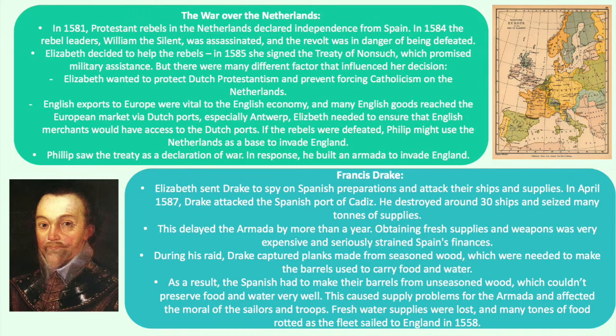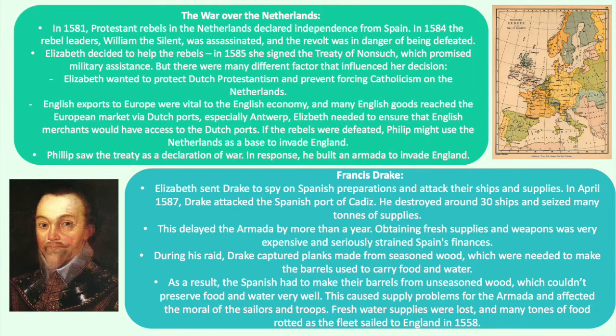However, there were many different factors that influenced her decision. Elizabeth wanted to protect Dutch Protestantism and prevent Philip from forcing Catholicism on the Netherlands. English exports to Europe were vital to the English economy, and many English goods reached European markets via Dutch ports, especially Antwerp. Elizabeth needed to ensure that English merchants could have access to the Dutch ports. If the rebels were defeated, Philip might use the Netherlands as a base for an invasion of England.